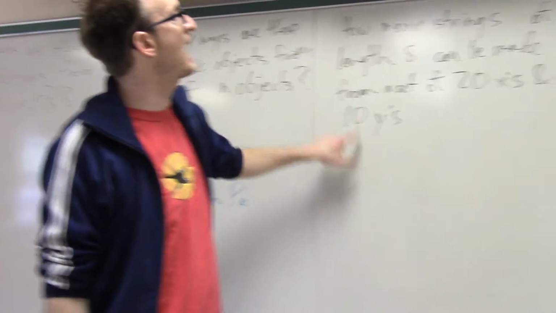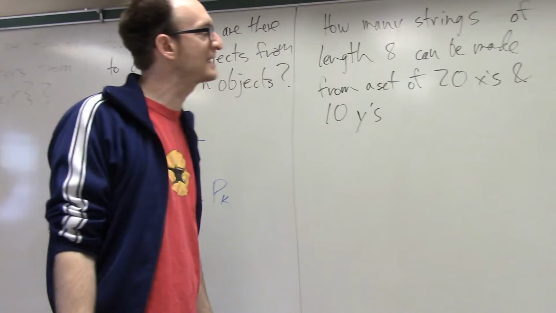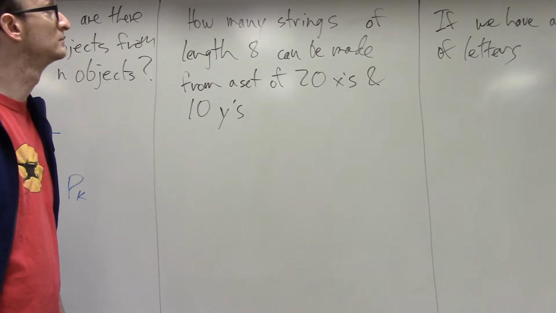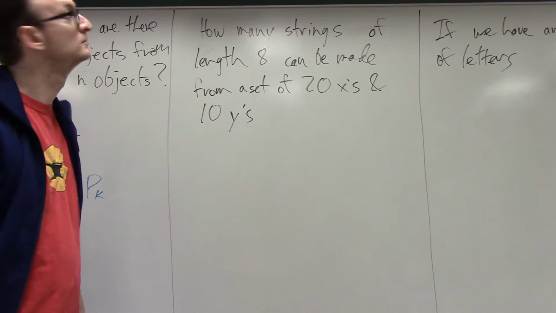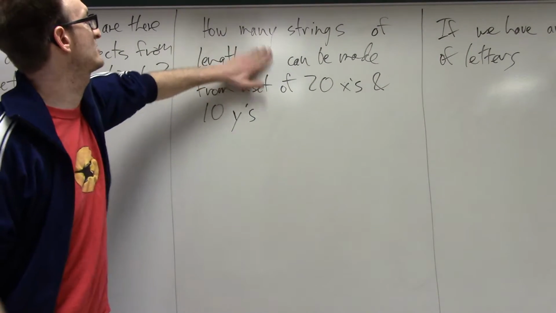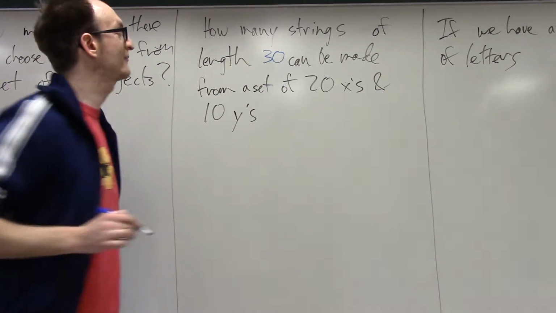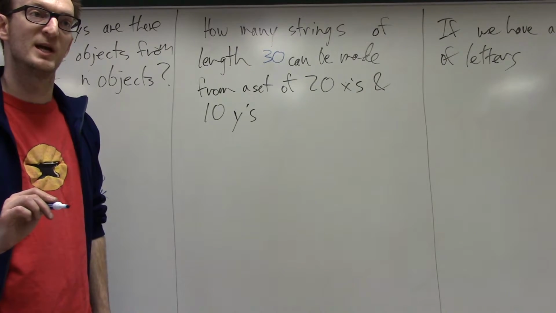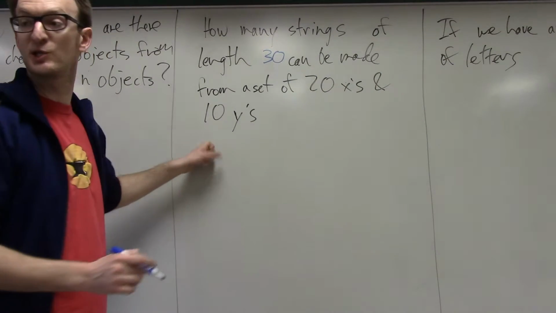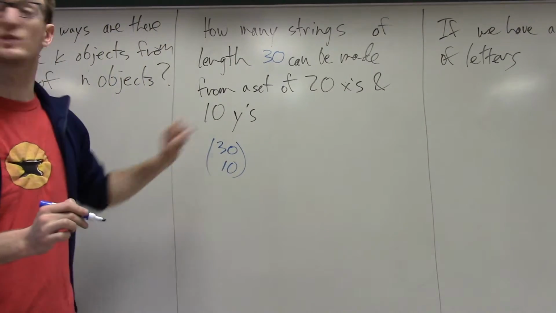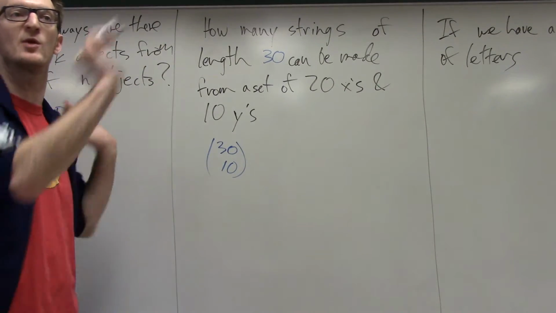Oh no, this is not new yet. How many strings of length 8 can be made from a set of 20 x's and 10 y's? Wait, is this a good problem? No. How many strings of length 30 can be made from a set of 20 x's and 10 y's? That's a better problem. Much easier now. Yeah, this is just 30 choose 10, right? Because I take the 30 spots and I choose which 10 of them will have y's in them, and then the other ones just have x's in them.